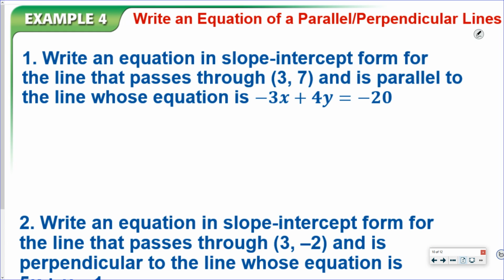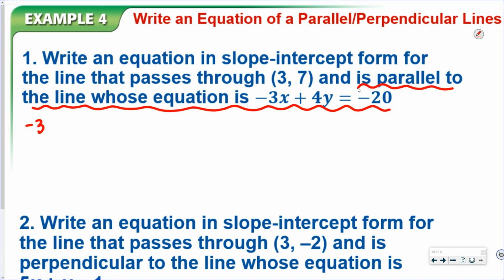Okay. So this example says, write an equation in slope-intercept form for the line that passes through (3, 7) and is parallel to the line whose equation is -3x plus 4y equals -20. They're really telling you what the slope is. They don't say, hey, the slope is 7. We have to do a little bit of math here to figure it out. How can I figure out what the slope of this line is? Solve for y. Put it in slope-intercept form, right? Let's do that.